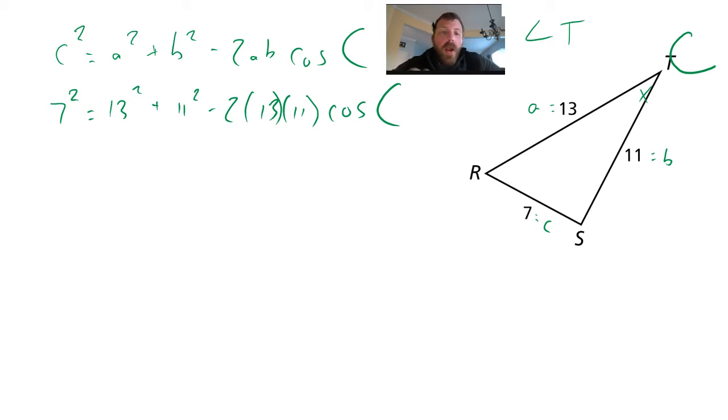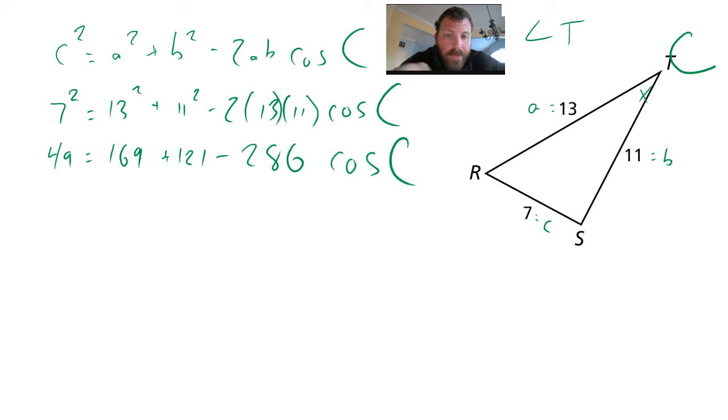So 7 squared is 49. 13 squared is 169. 11 squared is 121. If I take this stuff and multiply it together, I get negative 286. And then I have the cosine of big C. Okay. Remember, always if you need to, just pause the video, try it. See if you get the same answers I do.